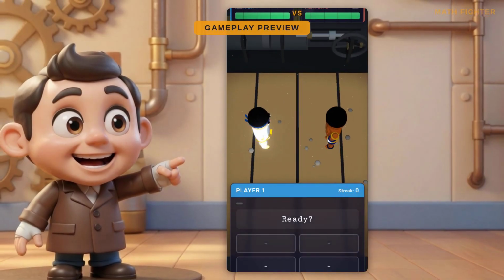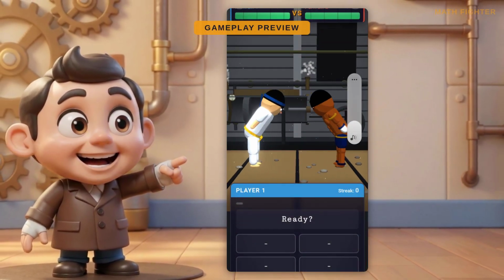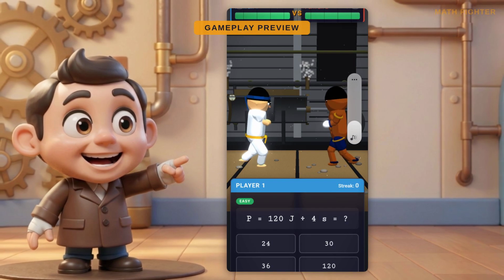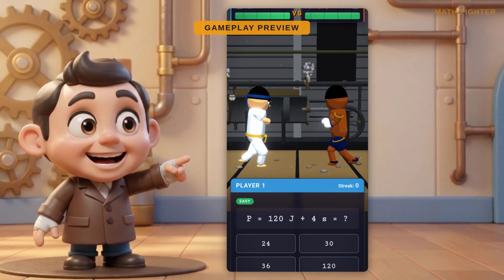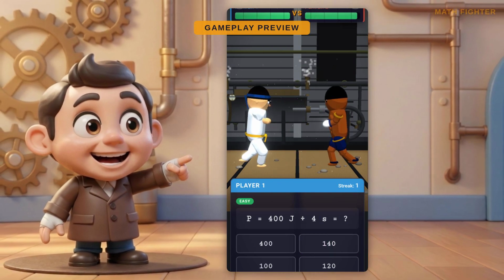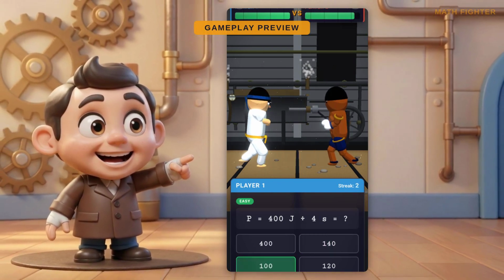This is what it looks like in the game. Physics questions pop up, you solve them fast, and your fighter attacks. The faster and more accurate you are, the harder you hit. Get on a streak and you'll unleash special moves.